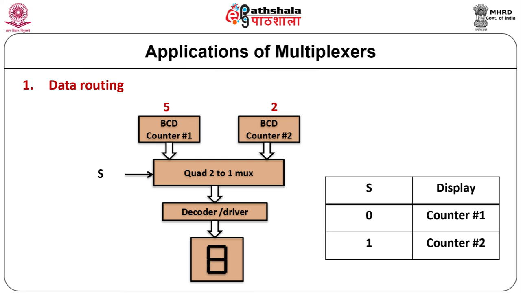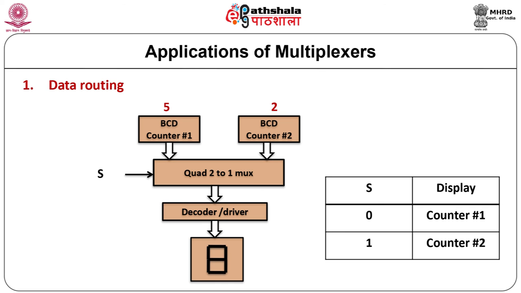A multiplexer can be used to route digital data under the control of data select lines. Displaying the content of one of two BCD counters on a common 7-segment display is one of the important applications. When S is equal to 0, the multiplexer should select the first data source. The counter 1 data will pass through the 2-to-1 multiplexer to the decoder driver, and the binary input of this counter will be displayed on the 7-segment display. In this case, counter 1 contains decimal 5. It will be displayed on the 7-segment display.